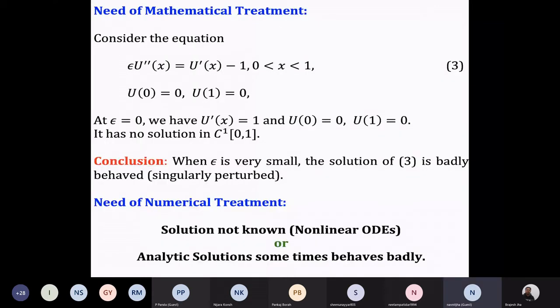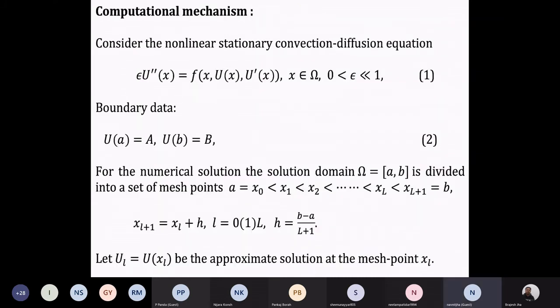The solution domain omega is divided into a set of mesh points denoted by x0, x1 up to x(L+1). And it is easily calculated using this relation: x(l+1) is xl plus h, l going from 0 to L, and h is this. I will denote ul to be the approximate solution at the mesh point xl.